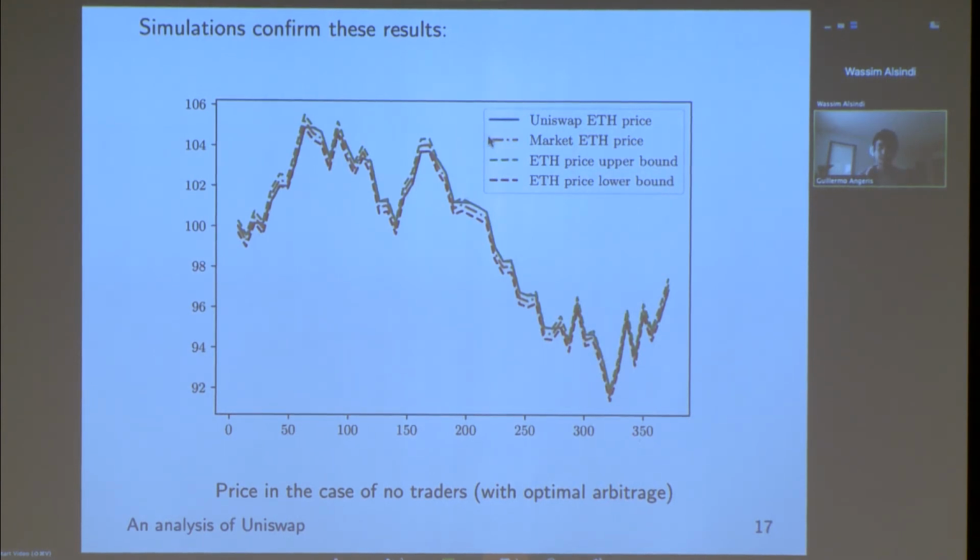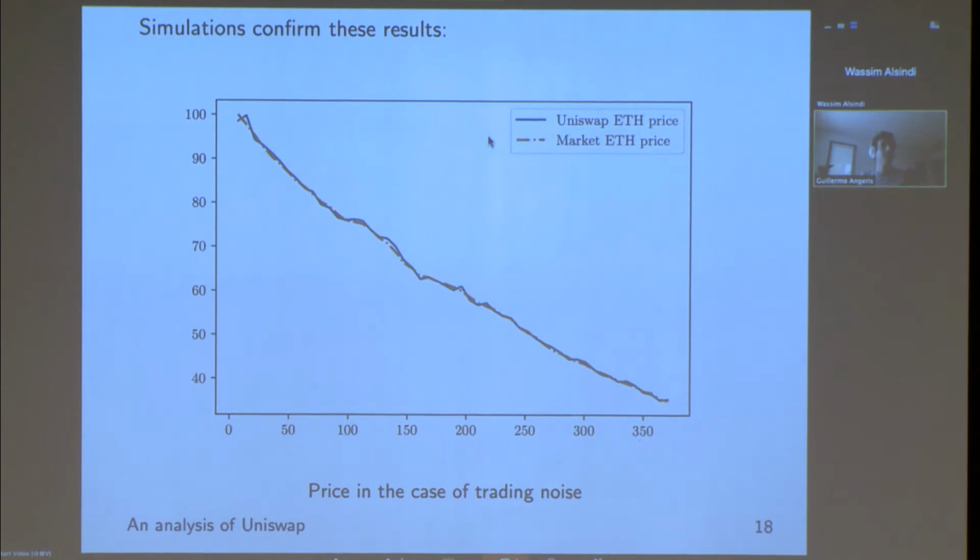You get that the price should lie within some interval of the true price. And in fact, we do see that, even in the presence of noise. So even if you add traders who are simply incentivized to trade with Uniswap if the difference in price is small, it turns out that the Uniswap and the market ETH price are pretty much on point in the presence of arbitrageurs, of course.